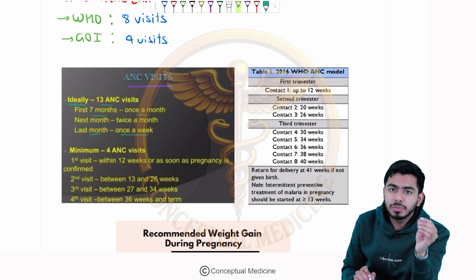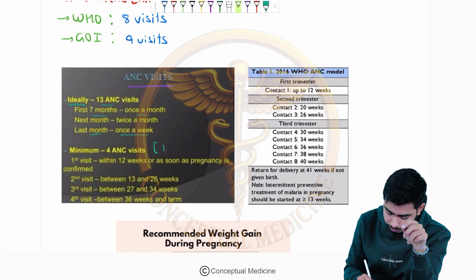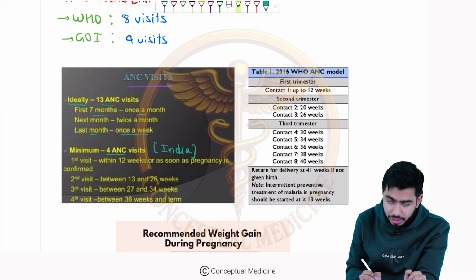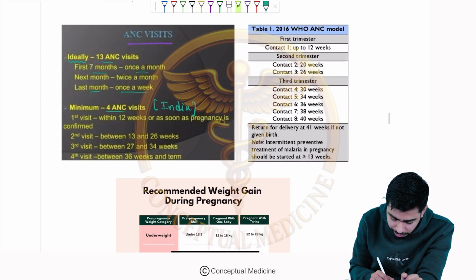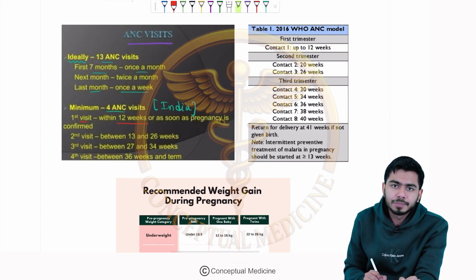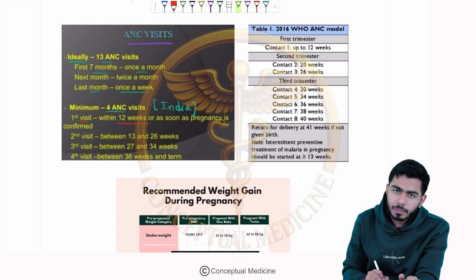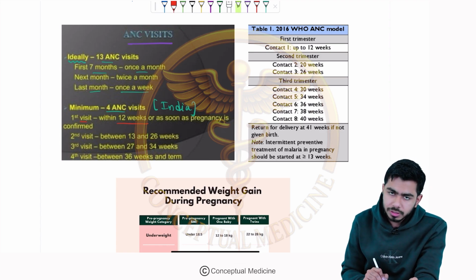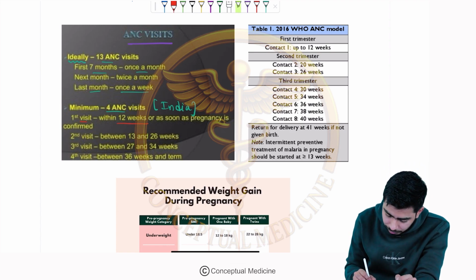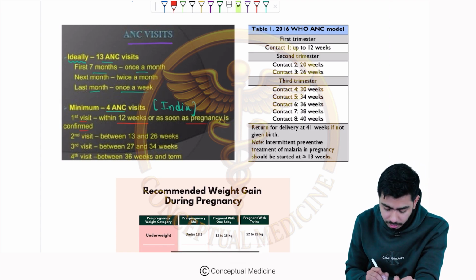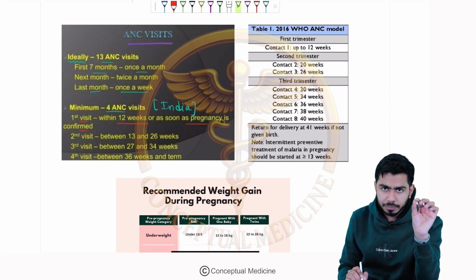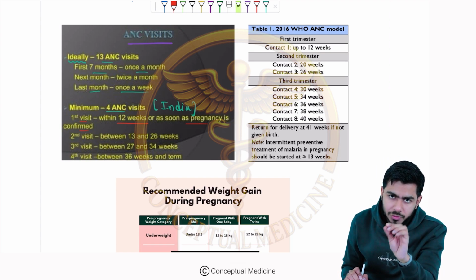Now, what is the minimum case in India I am talking about? This is for India. In India, they are talking about 4 ANC visits, 4 antenatal care visits. The first visit would be within the first 12 weeks, within the first 3 months, right? In the first 3 months, 1 visit should be there, as soon as pregnancy is confirmed. As the couple is getting to know about the pregnancy, they should be visiting the doctor.